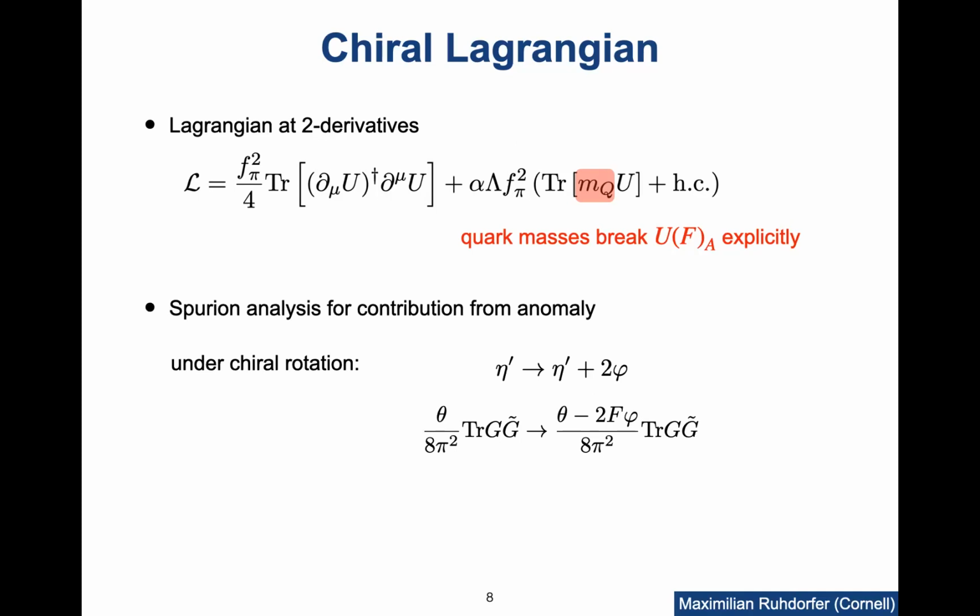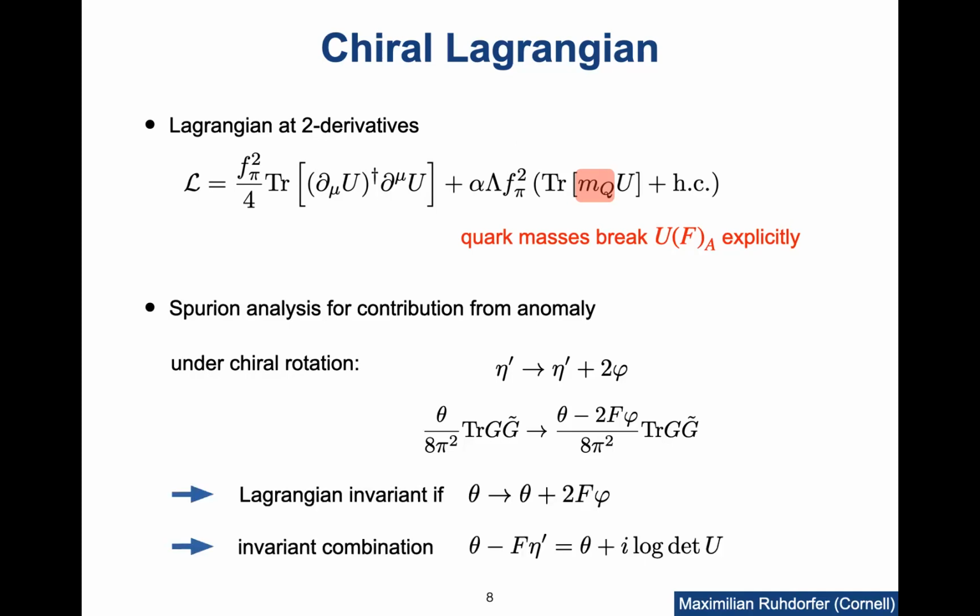so chiral rotations would just shift eta prime. So if the transformation parameter is phi, it would just shift eta prime to eta prime plus 2 phi. At the same time, because of the anomaly, you also get a contribution to chi dual from the transformation. So instead of theta, you would have theta minus 2 times the number of flavors times phi. So in order to do the spurion analysis, you assign a transformation behavior to theta, and you demand it to transform to theta plus 2 N_f phi under chiral transformations in order to absorb this term that you get from the anomaly. In this way, the Lagrangian would stay invariant, and then you can find an invariant combination of the theta parameter and eta prime, which can also be written in terms of the log determinant of the U field.